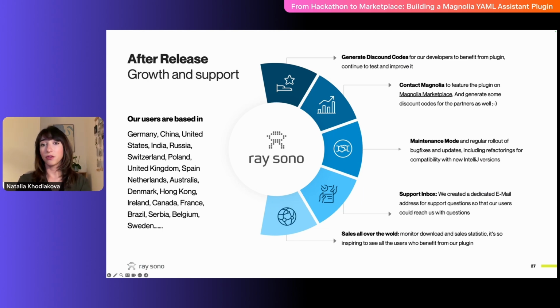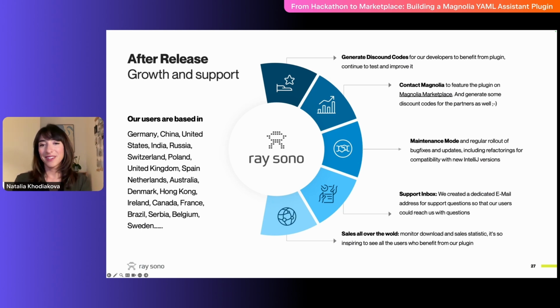We also reached out to the Magnolia CMS team to let them know about the plugin, and that turned out to be a great move. They were interested in what we had built and ended up featuring our plugin on their own marketplace, giving us some extra visibility. This helped spread the word and reach a broader audience within the Magnolia community.